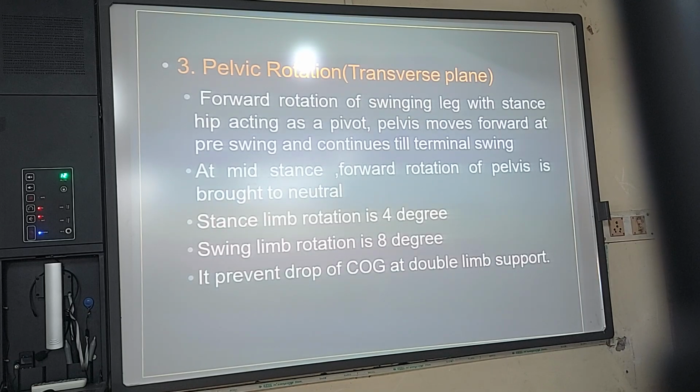Now as soon as this foot comes into heel strike, this needs to be slowed down. That means we don't want this to move. Now we want the pelvis to come into neutral. It was forward rotating and now we want this pelvis to come back to its neutral position. So in mid stance, this forward rotation of the pelvis is brought to neutral, and this is also contributing in maintaining our center of gravity to an average level. So this pelvic rotation also prevents this drop of center of gravity in double limb support.